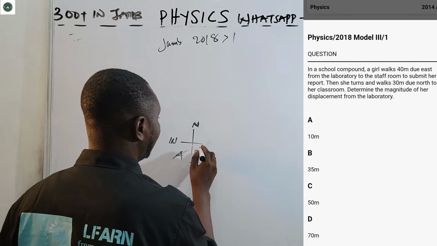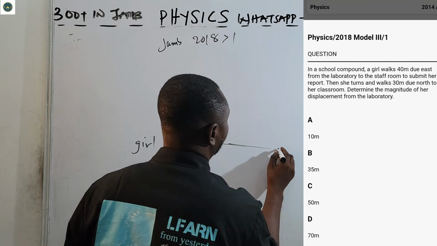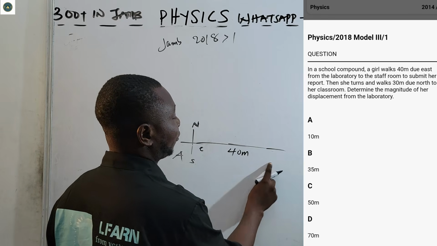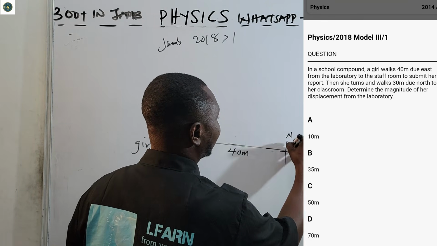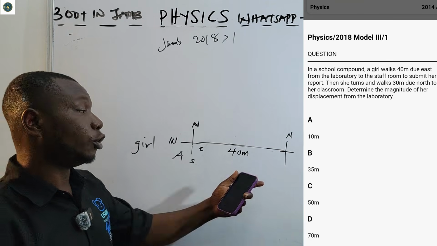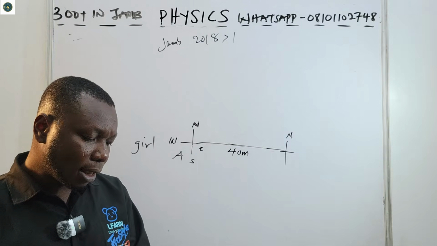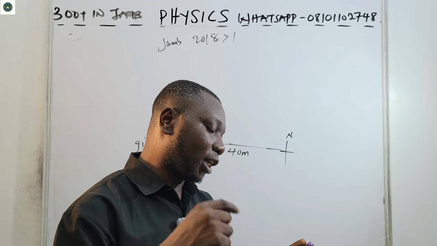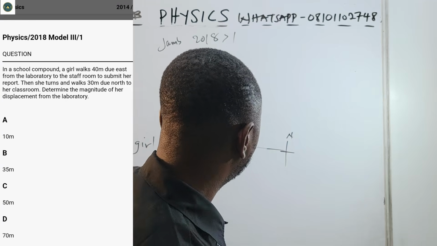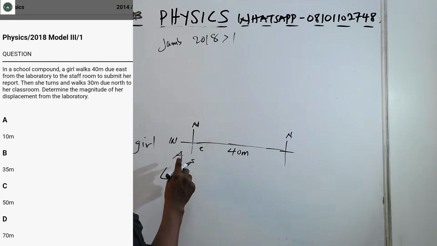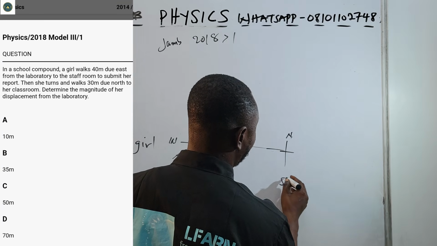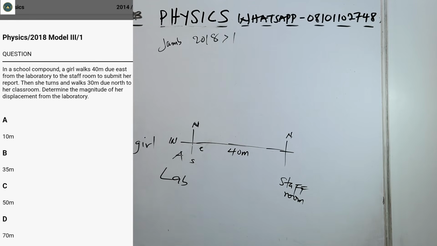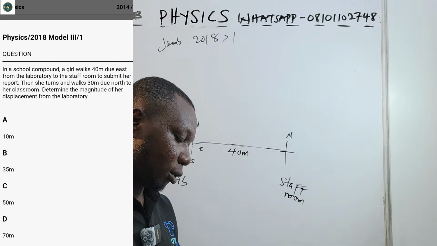So let's explain this. We have east, you move due east, 40 meters. After attaining the distance of 40 meters, we have a new reference point. Don't forget, you have your new reference point. Now, a girl walks 40 meters due east from the laboratory to the staff room. So let's say point A here is the lab, and this is the staff room, to submit her report.